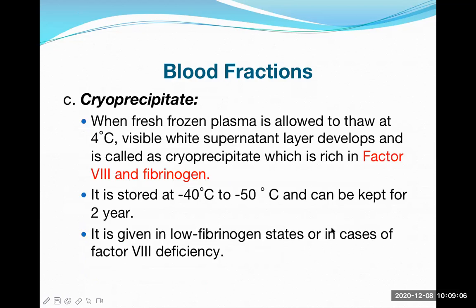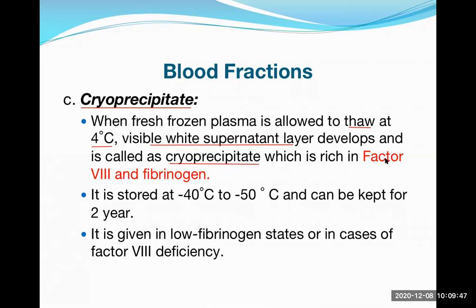Another type of blood fraction is cryoprecipitate. Please pay attention. This is also an important question from the exam point of view. What is the meaning? Cryo means cold. When fresh frozen plasma is allowed to thaw at 4 degrees, remember we have stored fresh frozen plasma at minus 40 degrees, a visible white supernatant layer will develop there, and that is known as cryoprecipitate.